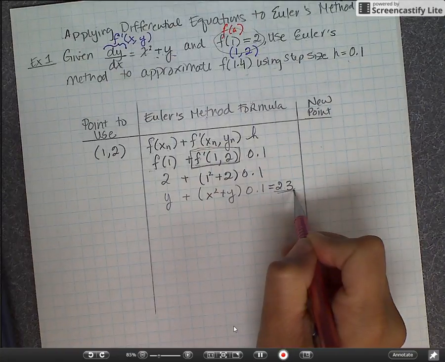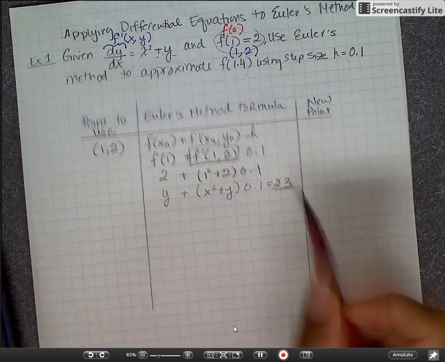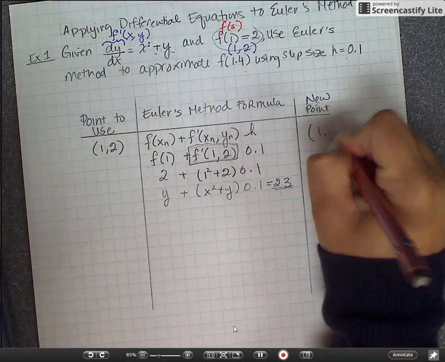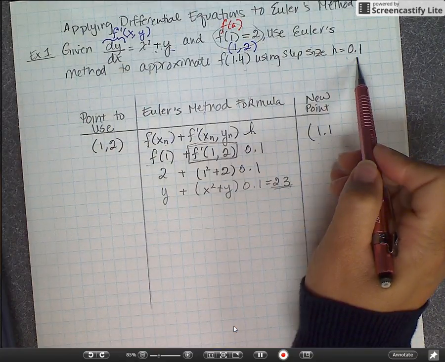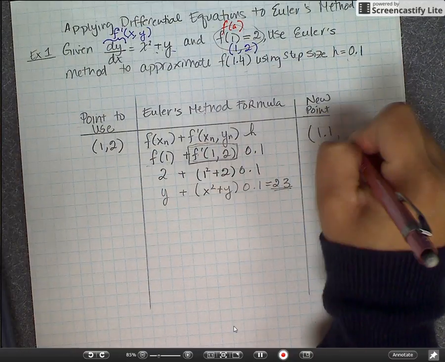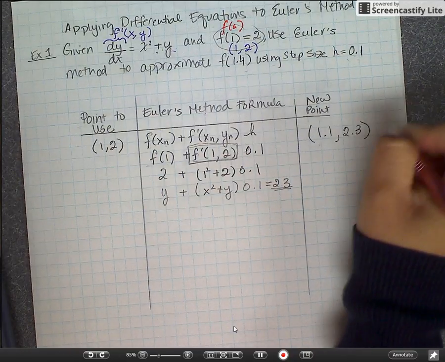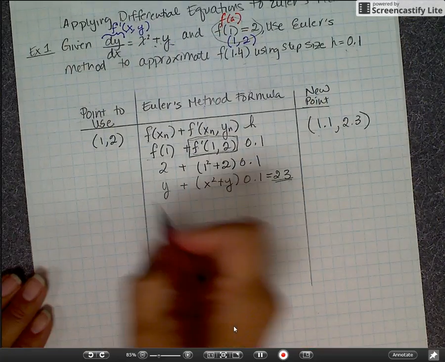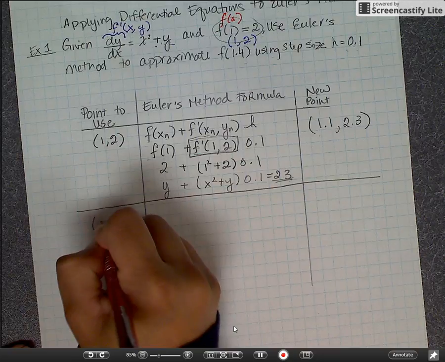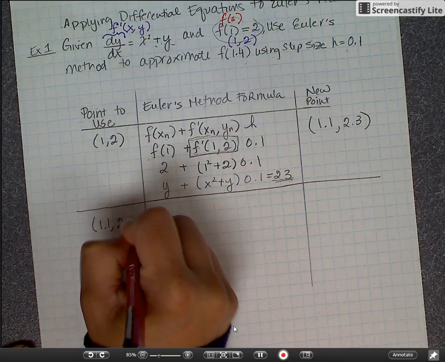So what is this? This is your new y coordinate. So what is my new point? This is going to be 1.1, because I'm going in increments of, I'm sorry, 0.1. And then my new y coordinate is 2.3. So that's my new point. Now I'm going to work with this, and this is going to be a point I'm going to use for the next one.